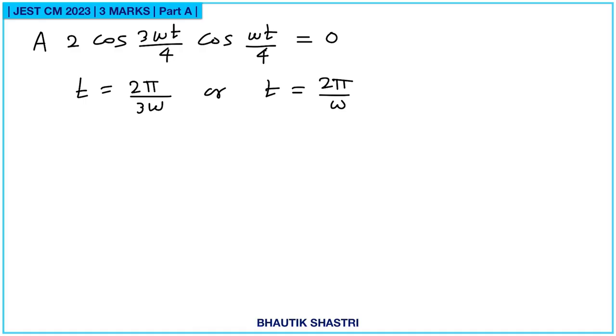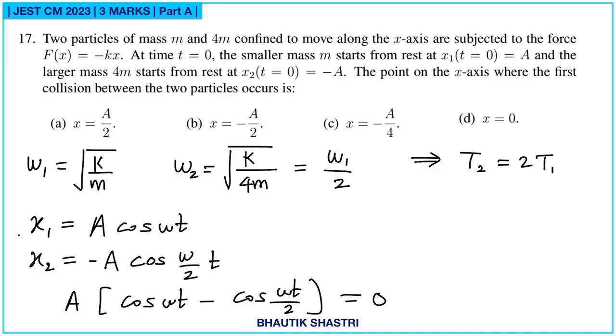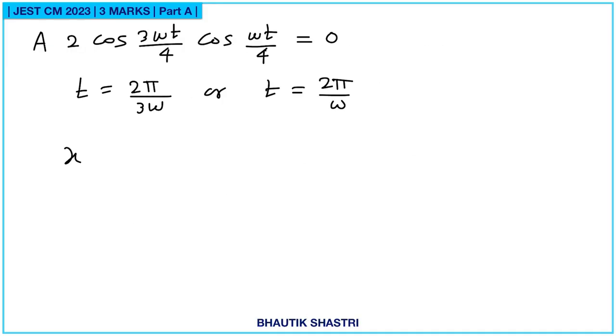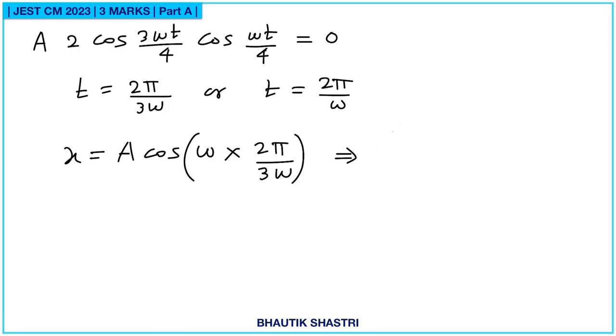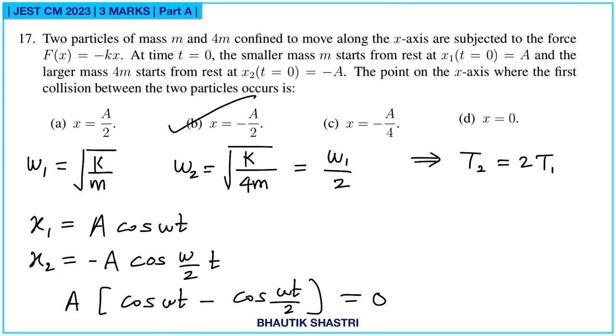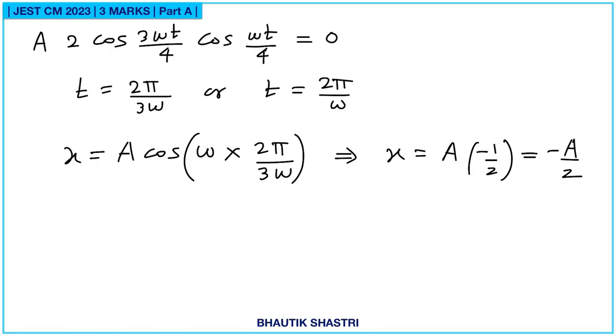Let's substitute it back into any one of the equations. Let's put it in x1. So x will be A cos, we have omega, and t is 2 pi by 3 omega. That gives us x is equal to A into minus half, and that is equal to minus A by 2. That means option B is correct. x is equal to minus A by 2.